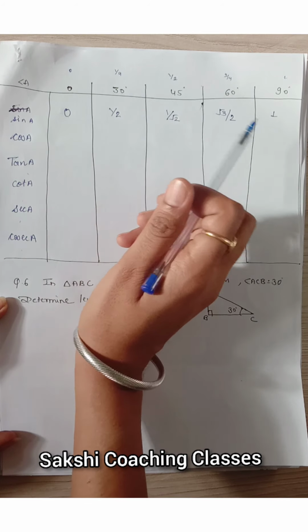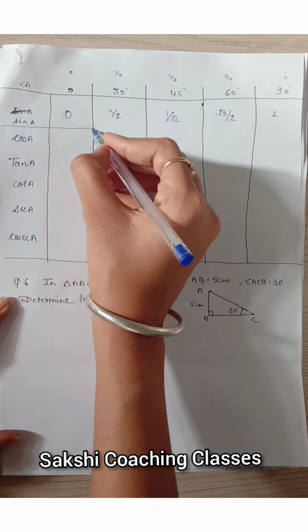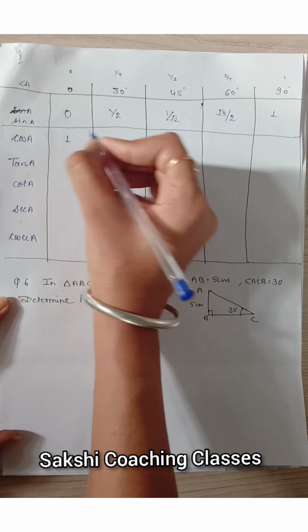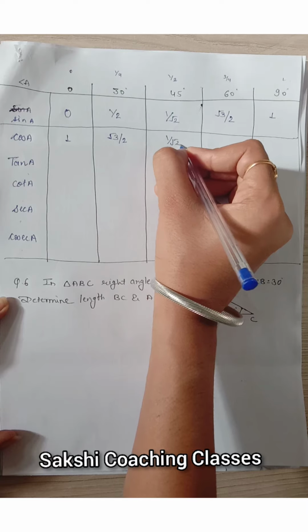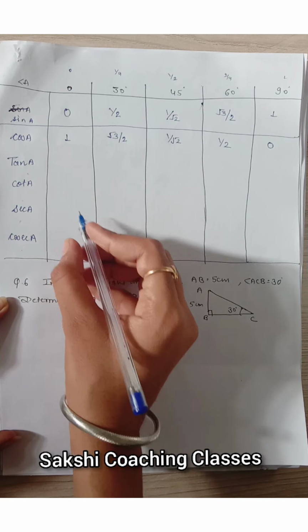Okay, now for the cos you have to do reciprocal. What you have to do? Reciprocal. 1, √3/2, 1/√2, 1/2 and 0. Clear?